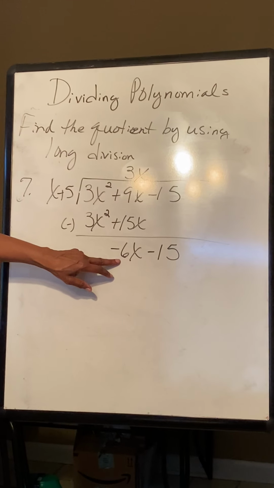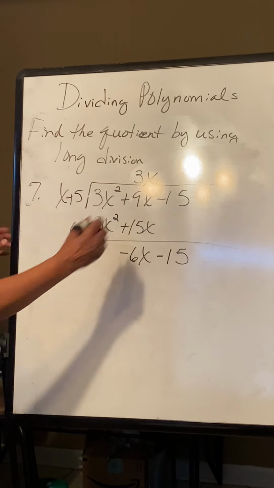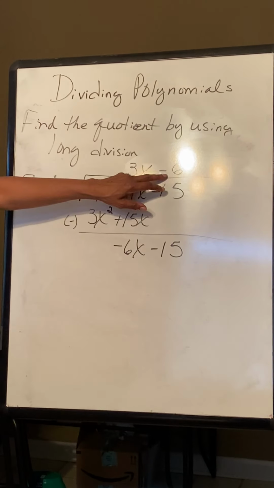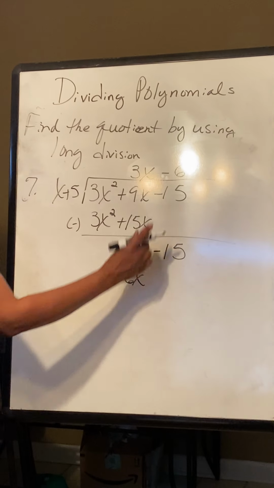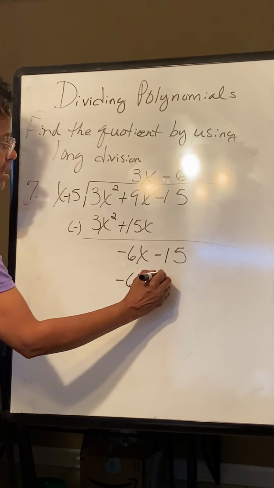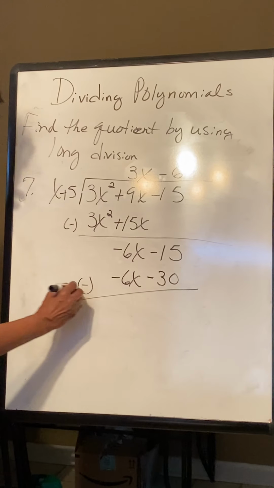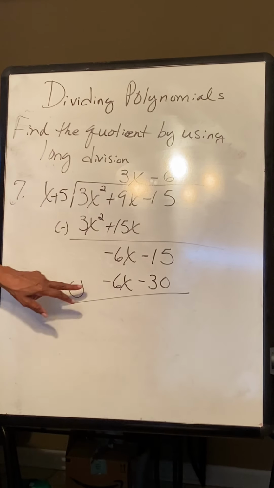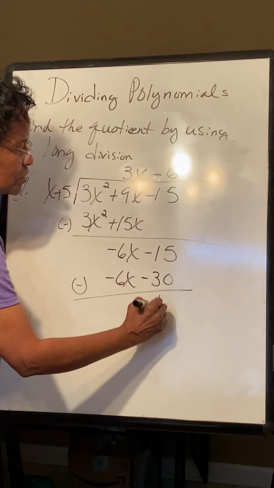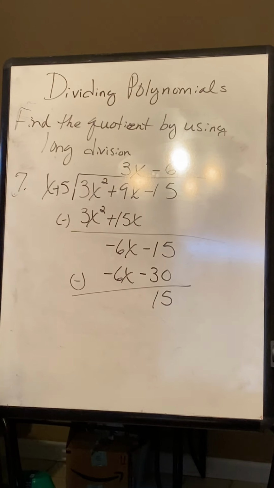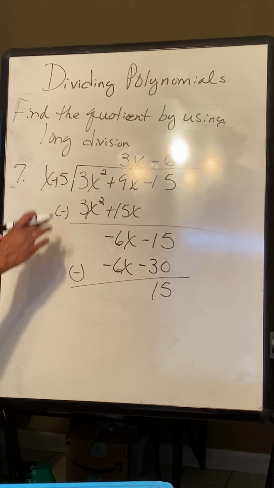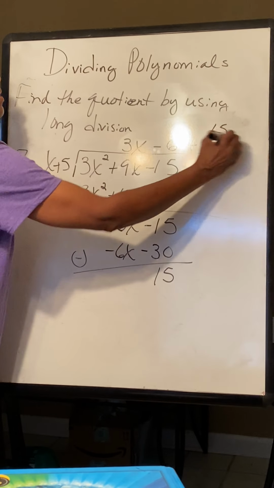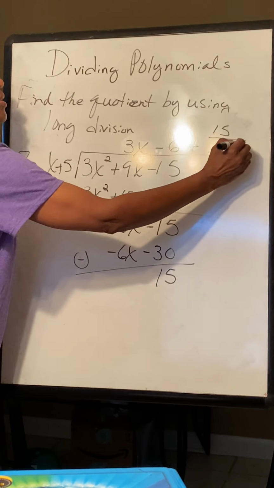X times what would give me a negative 6x? It would be a negative 6, so I'll put minus 6. Now multiply negative 6 times your entire divisor. A negative 6 times x is a negative 6x. A negative 6 times 5 is a negative 30. We're ready to subtract. Well, any number minus itself is 0, but a negative 15 minus a negative 30 gives me a positive 15. So I have a remainder. So in elementary school, remember you took the remainder, put it over the divisor. That 15 is positive, so I'm going to put plus 15 over my divisor of x plus 5.